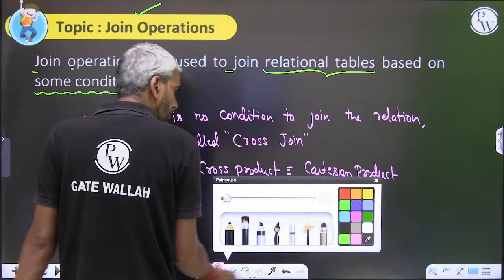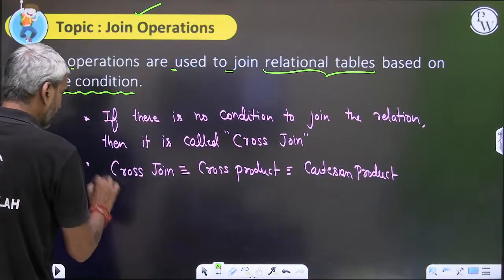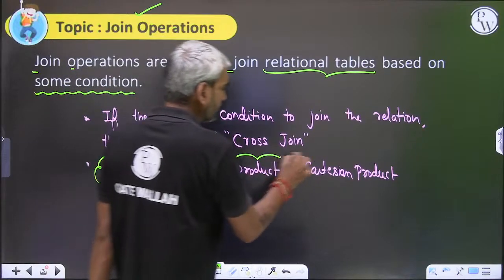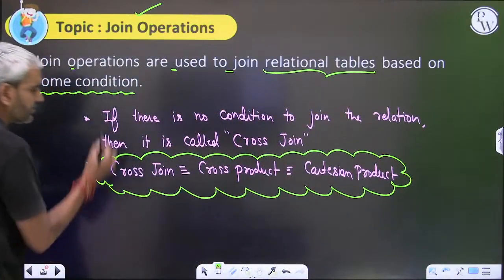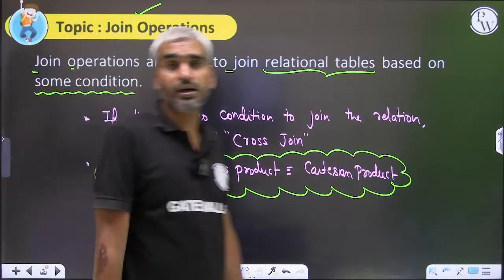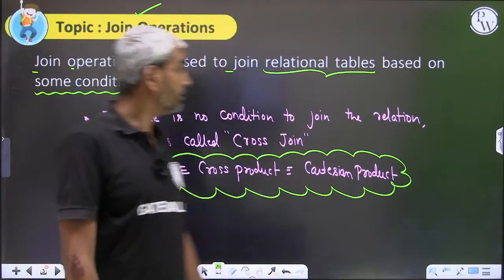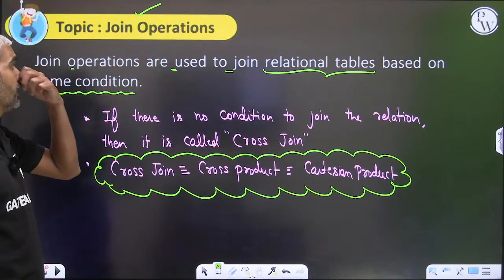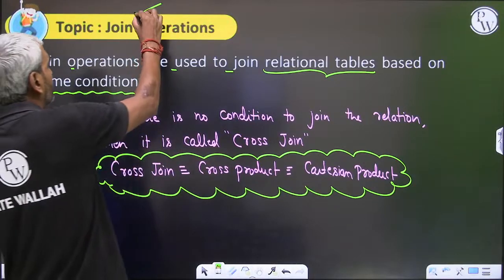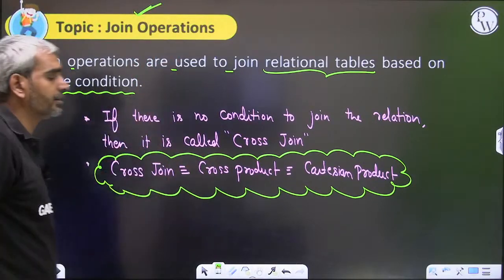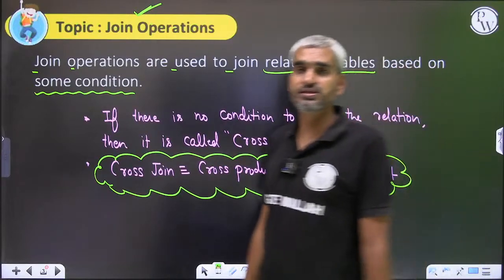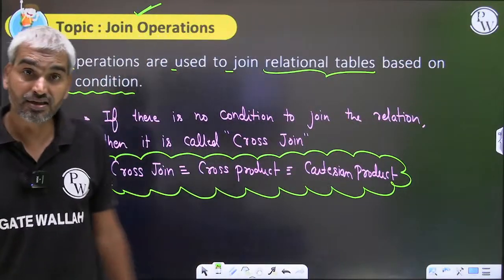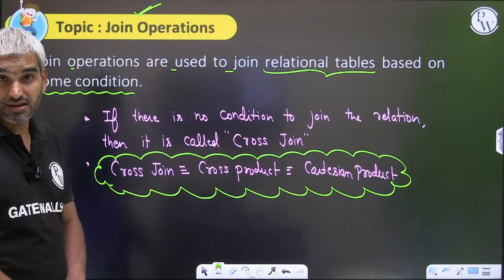What happens in cross join? As we all know the concept of cross product, in cross join every tuple of the first relation will be combined with every tuple of the second relation. Clear? So that's the basic definition of join operation, that we are trying to join the tuples of the first relation with the tuples of the second relation based on a certain condition.